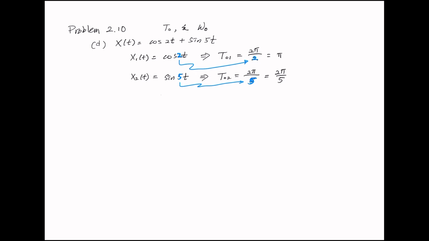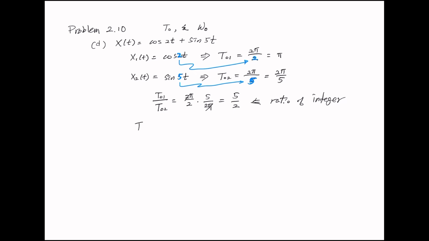Just find the ratio of T01 over T02 or T02 over T01. It doesn't matter which one goes to the numerator and which one goes to the denominator. So T01 is 2 pi over 2, and for T02 we have 1 over 2 pi over 5, so I'm going to write it as 5 over 2 pi. That is 5 over 2, a ratio of integers. That means it is a periodic function.